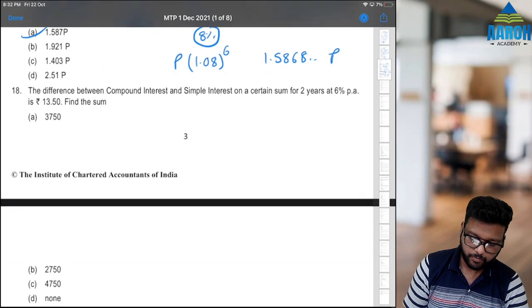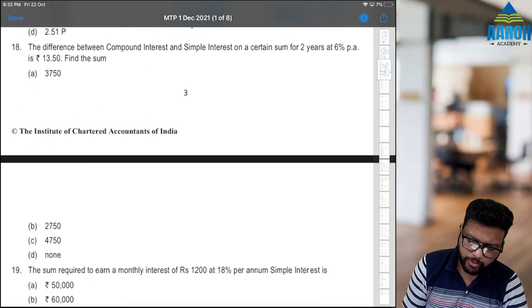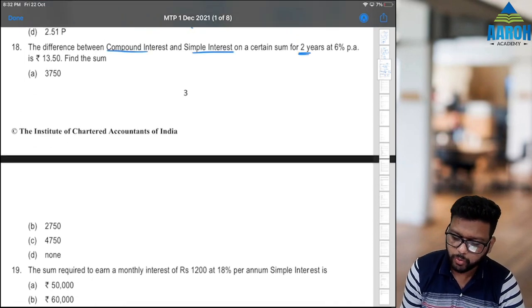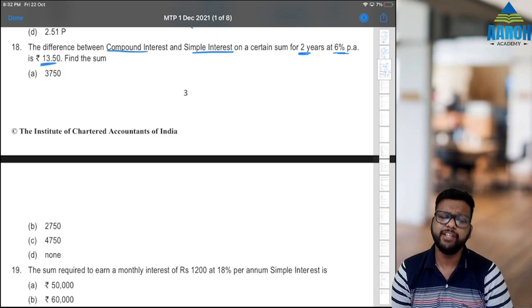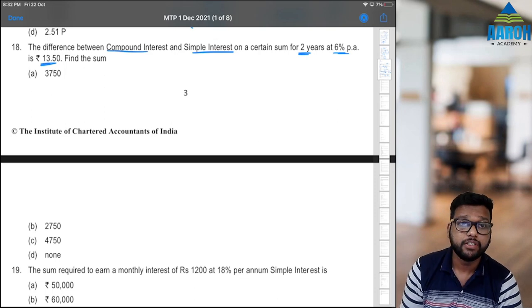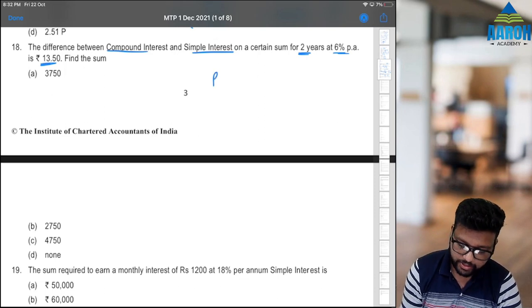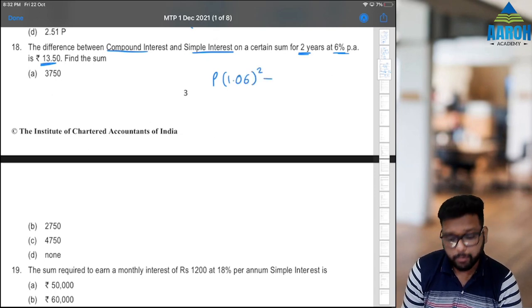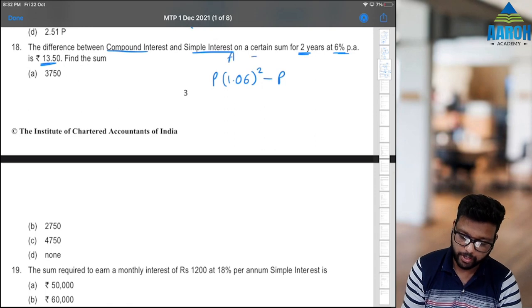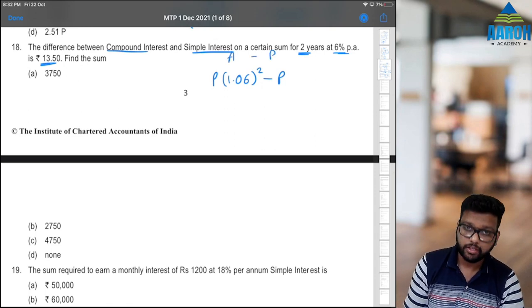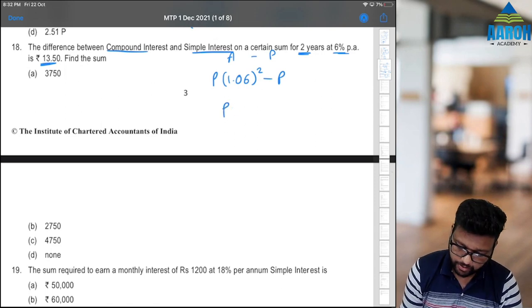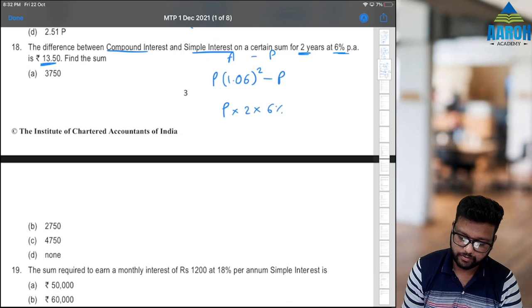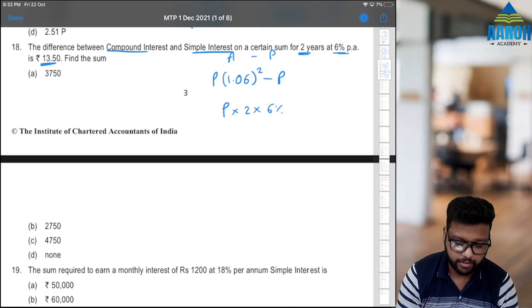Okay. 18th, difference between compound interest and simple interest on a certain sum for 2 years at 6% is 13.5 rupees. Find the sum. It is better to go by options. Understand how? Compound interest will be what? Principal into 1 plus I raised to n minus principal, because this is amount minus principal, so that is compound interest. Simple interest will be what? Just simply P into n into I, right? So now let's go by options, that is easier.